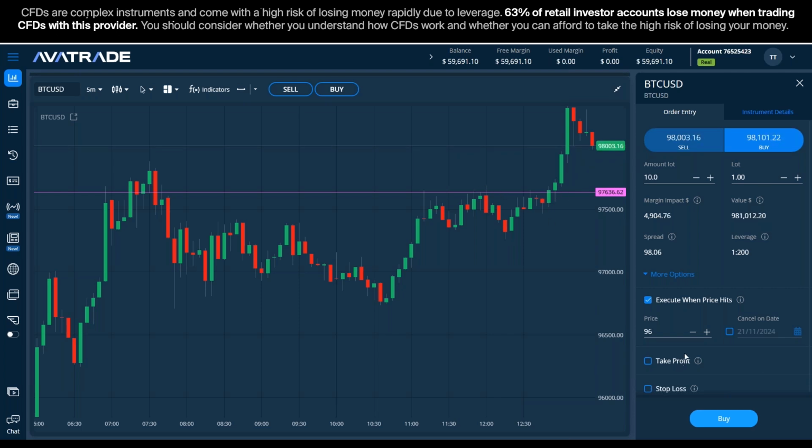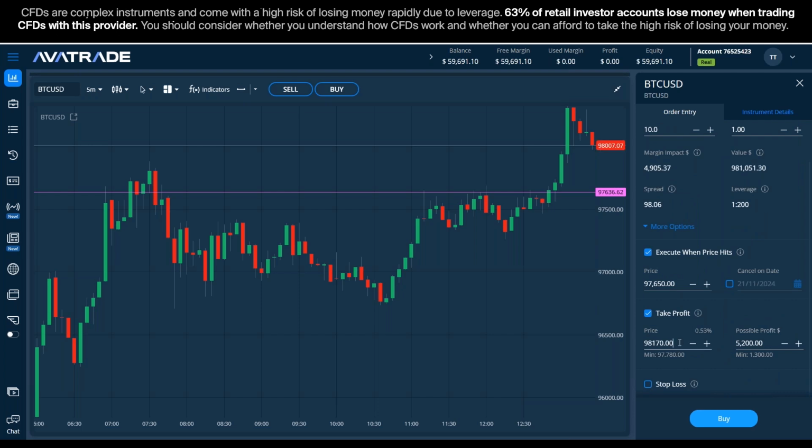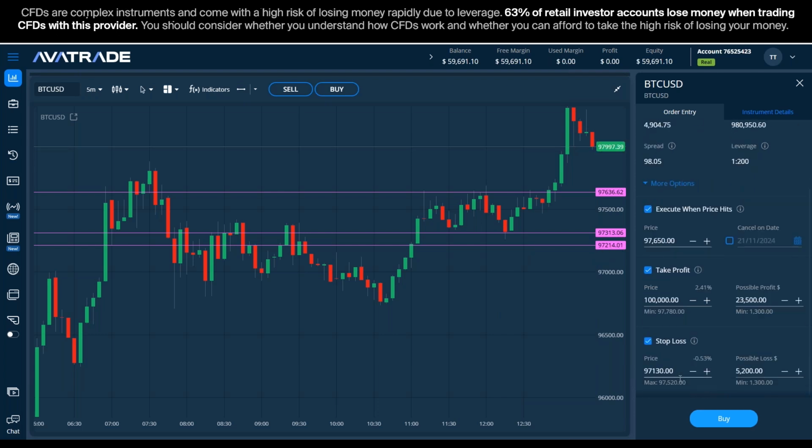So I want to get in at 97,650, which is just above this line I drew. Execute when price hits. Where would my take profit be? The prediction is it could go to 104 to 111,000. Maybe I'll be conservative and just say 100,000. If it goes to 100,000, I make $23,500. What about my stop loss? Maybe I put my stop loss not just below one support level, but below the second one here. If it breaks both of those support levels and hits this price, then I'll get out. So 97,214 stop loss as an example.